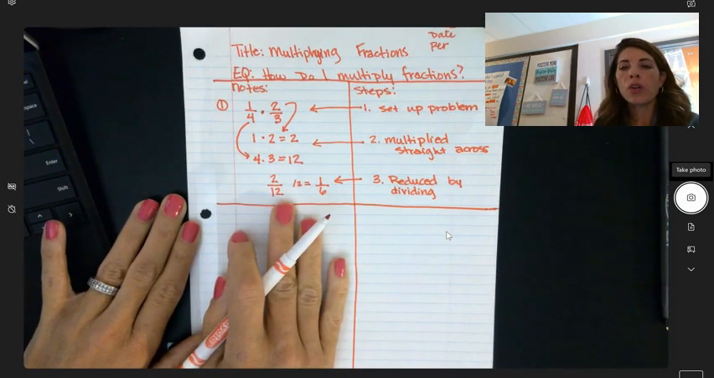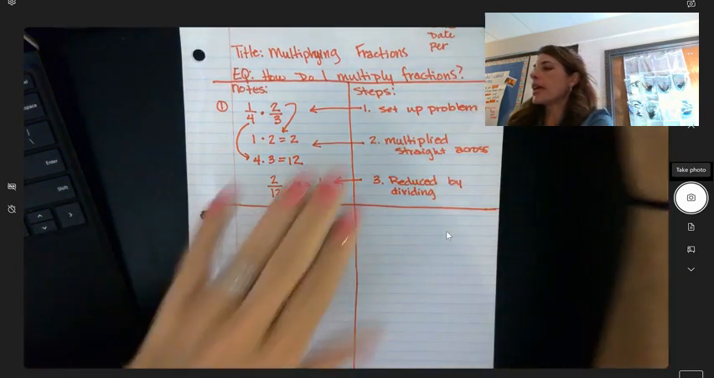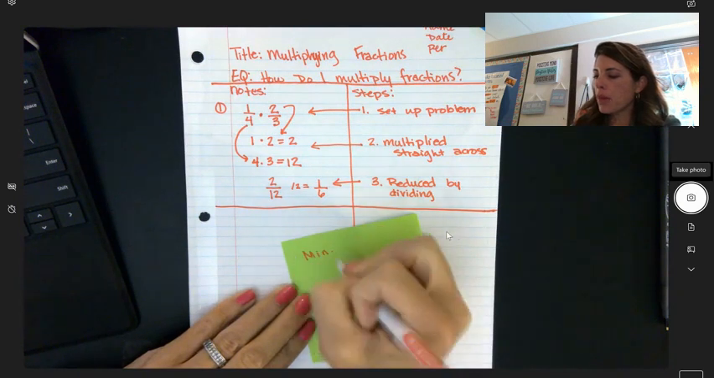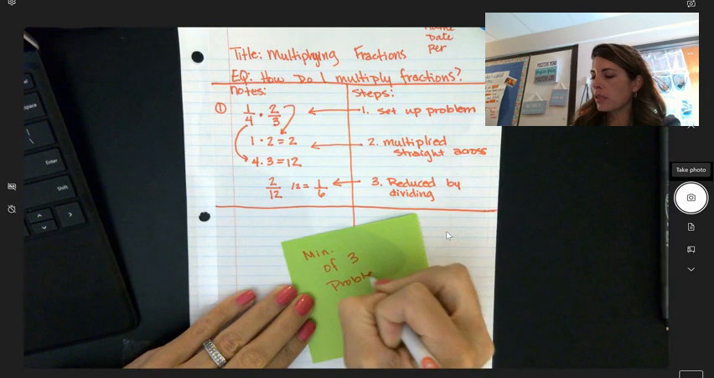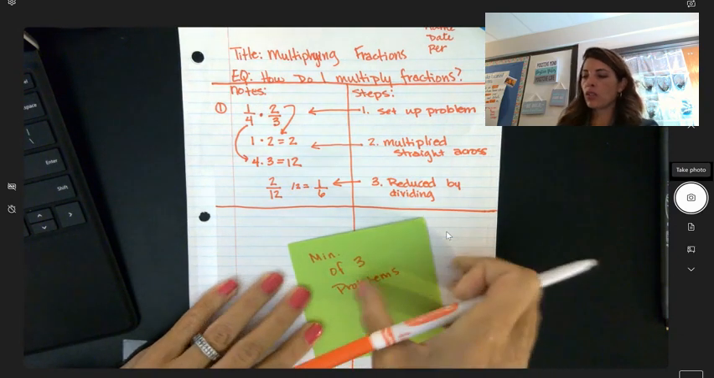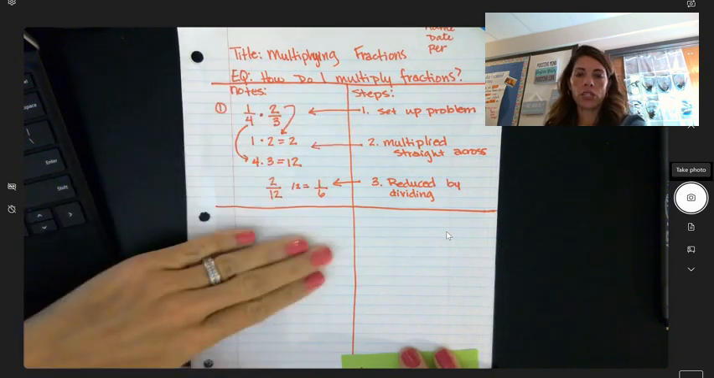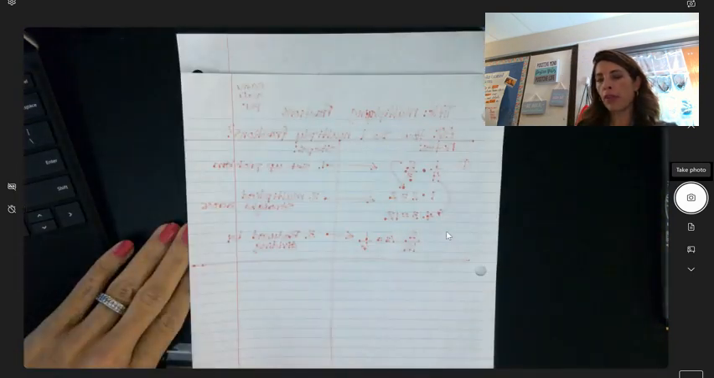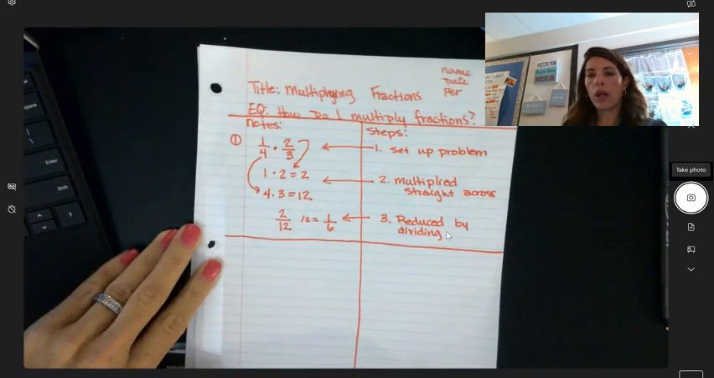So what you want to do here for 2-column notes, you have to have a minimum of 3 problems. So I know some of you can squeeze 3 problems on one sheet of paper. That's great. If you can only squeeze 2, then go to the back of your paper and put that 3rd problem. And this is how you do 2-column math notes.